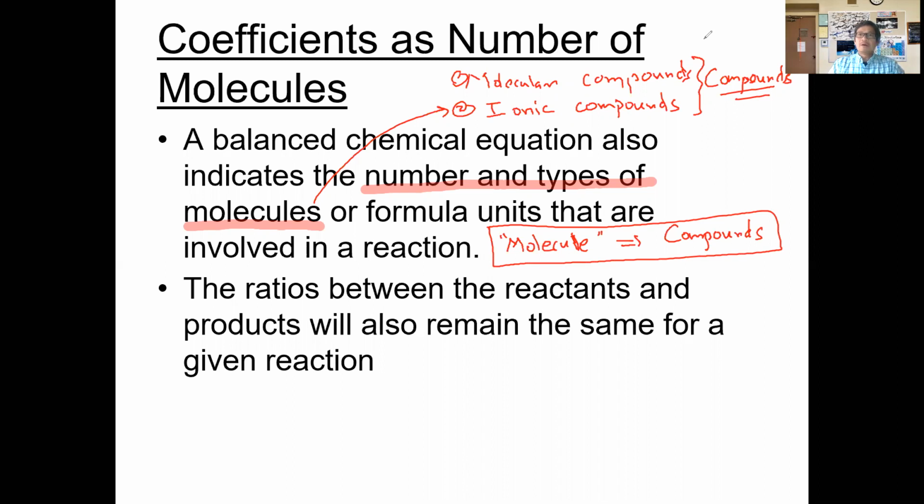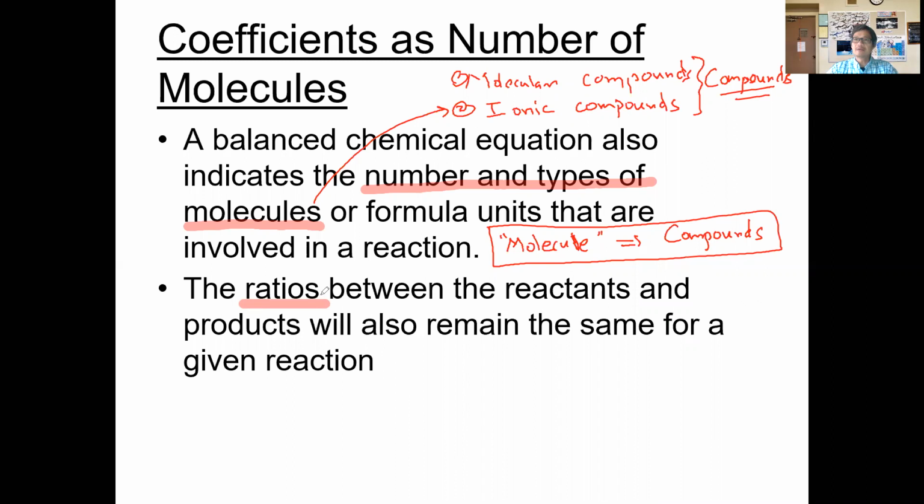All right, so with that said, the balanced equation will give us the ratios of the reactants and products in a chemical reaction. The coefficients themselves give us the ratios between the reactants and the products. And so we can use that to determine the number of molecules that are involved in a chemical process. Make sure you keep that in mind as we move forward.